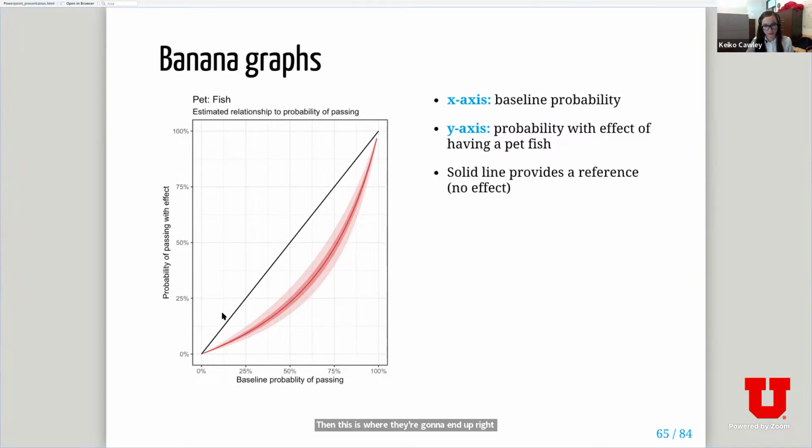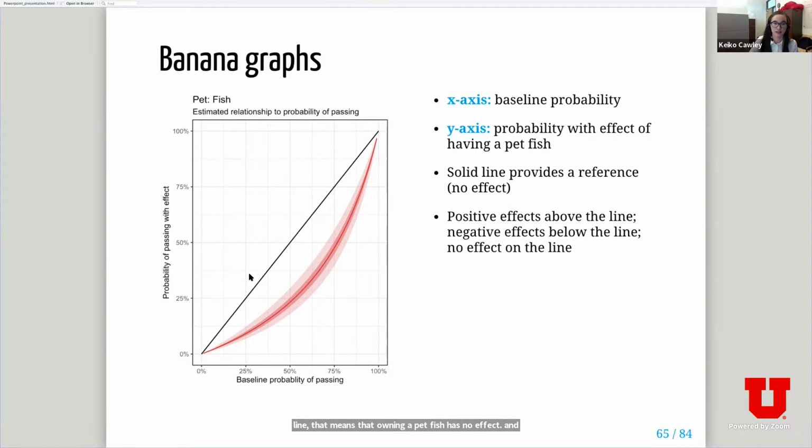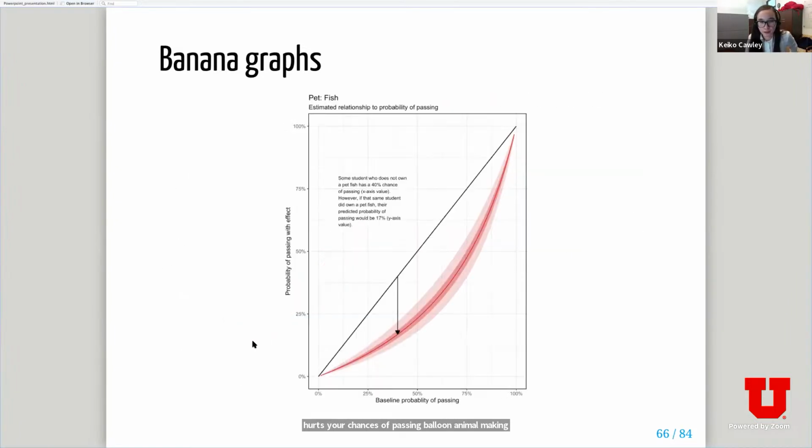And I also included a black line that goes diagonally through the graph. This is the reference line. I like to call it the no effect line. So basically, if this banana curve ends up on the solid line, that means that owning a pet fish has no effect. And similarly, if the banana graph is over this reference line, it means that owning a pet fish has a positive effect. But here we see the banana curve is under this reference line. So it means that owning a pet fish hurts your chances of passing balloon animal making.